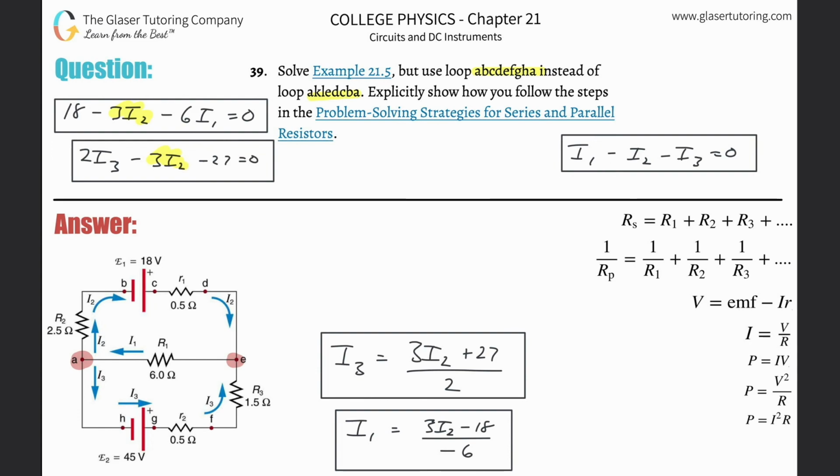So let's write down I1, but instead of I1, I'm going to plug this whole thing in, right? So this is going to be 3I2 minus 18 all over negative 6. And then that is going to be subtracted by I2, which we're just going to leave alone because there's nothing to plug in. It is just I2. And then minus now, careful with the parenthesis here. We're going to need I3, which is going to be 3I2 plus 27 all over 2. And that's all equal to 0.